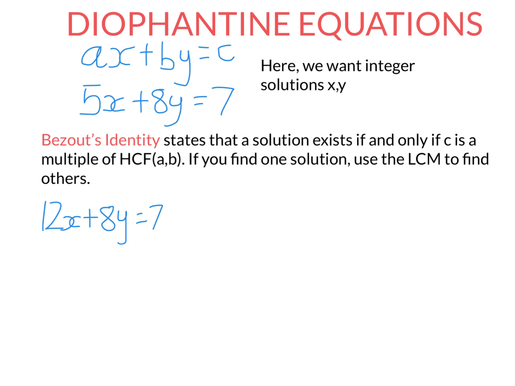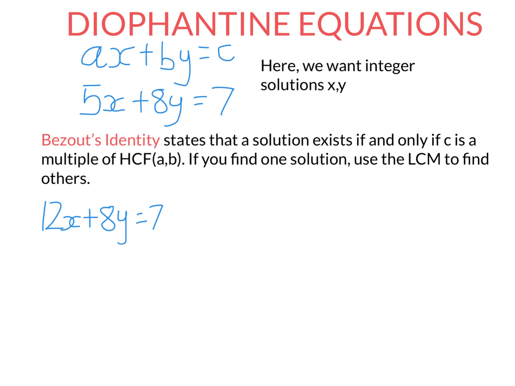But these equations won't always have a solution. So Bezout's identity tells us when there is a solution. There will be a solution to ax plus by equals c, an integer solution for x and y, if and only if c is a multiple of the highest common factor of a and b. It turns out if there is one solution, there will be infinitely many solutions. But it's really important that c is a multiple of the highest common factor of a and b. Otherwise, we would get weird equations like this.